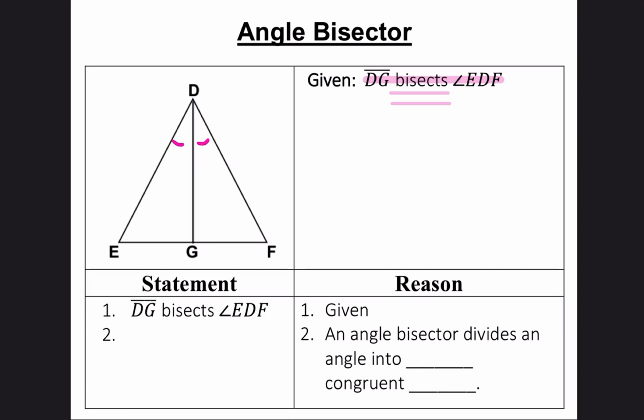So if I see that DG bisects angle EDF, that's my given, I now know that those two angles are congruent. So that means my very next statement is going to be angle, and we have to name this first angle. So again, D is in the middle, that has to be my middle letter, but I'm going to start at E, go to D, and then down to G. So that means angle EDG is going to be congruent to angle, and this way, FDG.